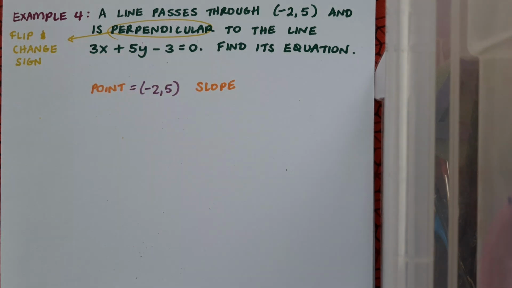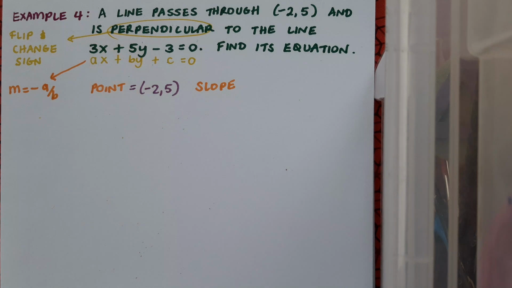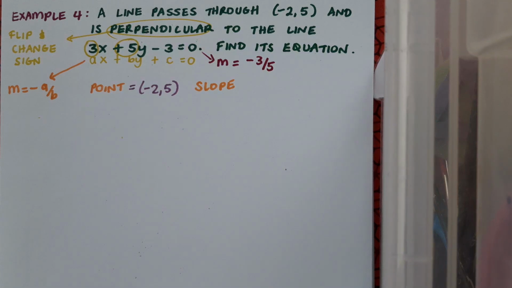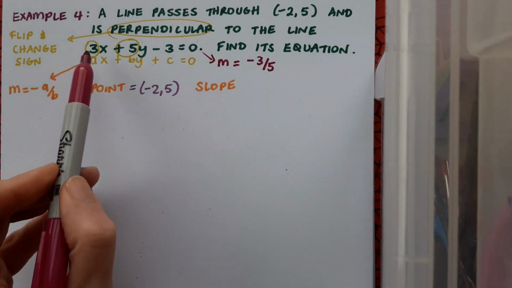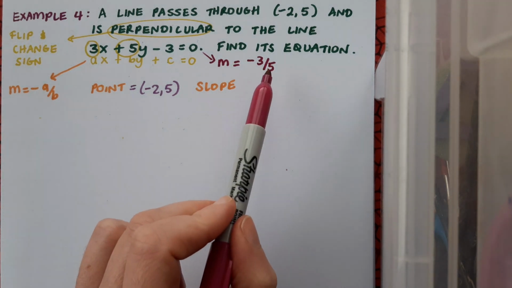So again, this line is given to me in the format ax plus by plus c equals 0. So if I want to figure out its slope, I can use that old m equals -a over b trick. So when I look at the equation of the line here, I'm looking at the a and b values, 3 and 5. And I can note so that the slope of this particular line that I'm being given here is -3 over 5. So don't forget, I change the sign of the A, I don't change the sign of the B.